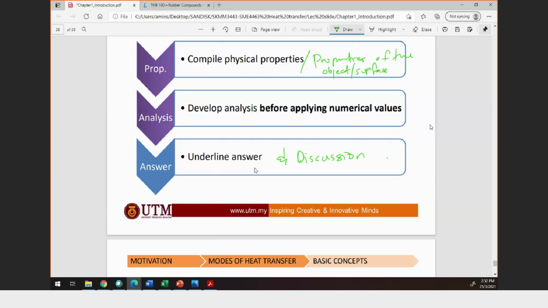This is probably related to your understanding of the important concept for each heat transfer mode. Like I said, conduction really depends on the thermal conductivity, convection depends on the convection heat transfer coefficient, and radiation depends on the emissivity.